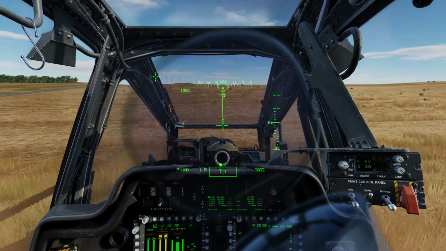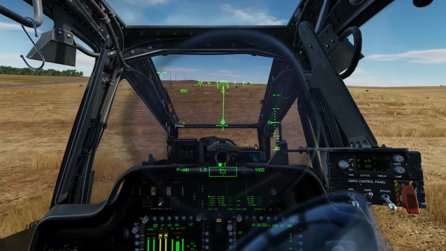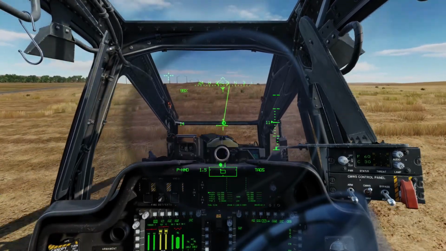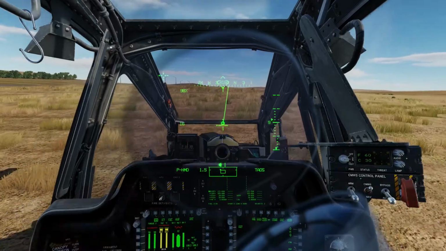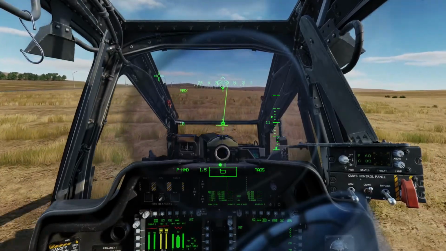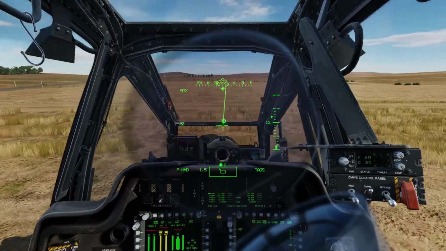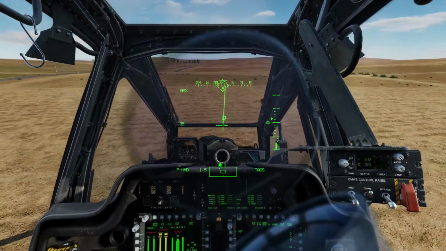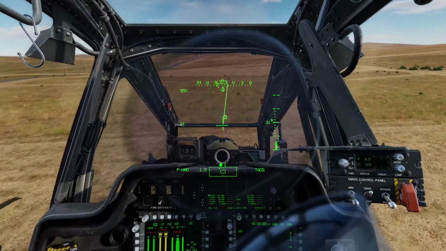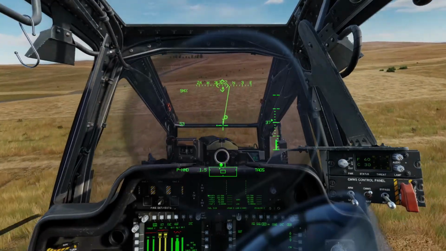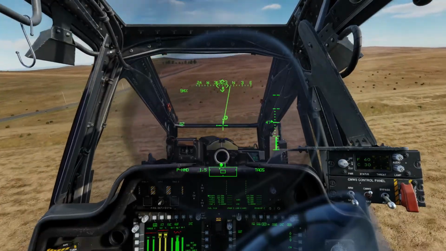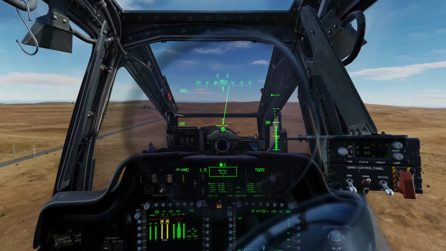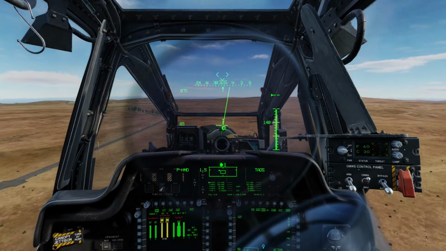So we can do it here, but it's going to be very slow. We have a very low rotor RPM too. But as we gain more translational lift, gain more airspeed, rotor RPM is looking better, torque is coming down, we're at 60 knots, pull back, gain altitude, and now we're out of ground effect.